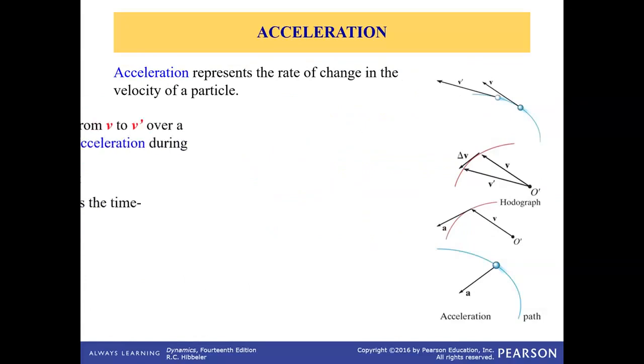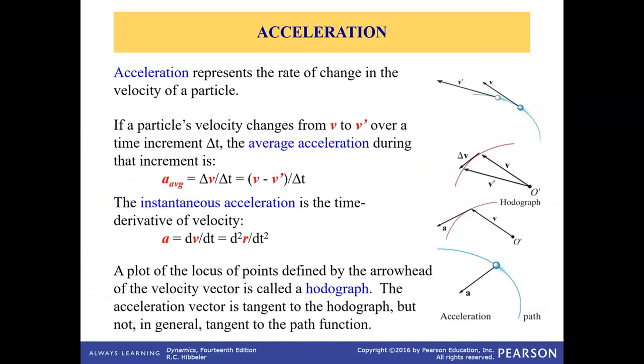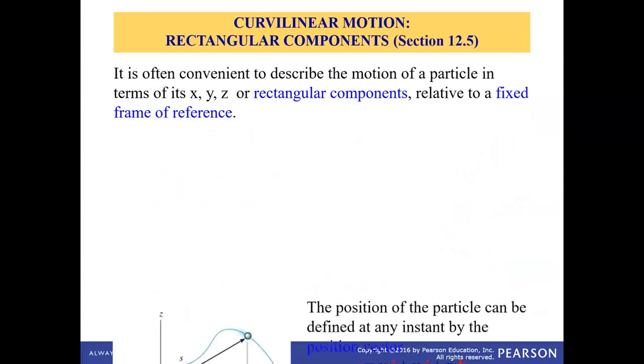Now how can we calculate the acceleration? To get the acceleration, at each point we need to get the velocity, and we need to join these velocity vectors and create a new graph, which is called a hodograph. And acceleration is tangent to velocity on the hodograph, similar to how velocity is tangent to position. Acceleration is tangent to velocity.